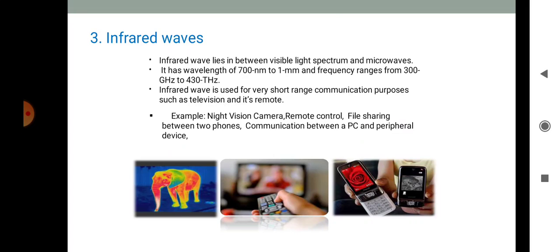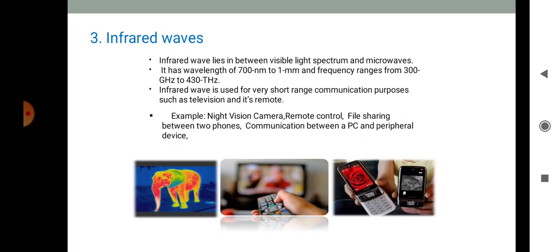Then third is infrared waves. Here infrared waves lie between the visible light spectrum and microwaves. It has a wavelength of 700 nanometers to 1 millimeter, and frequency ranges from 3 gigahertz to 430 terahertz.